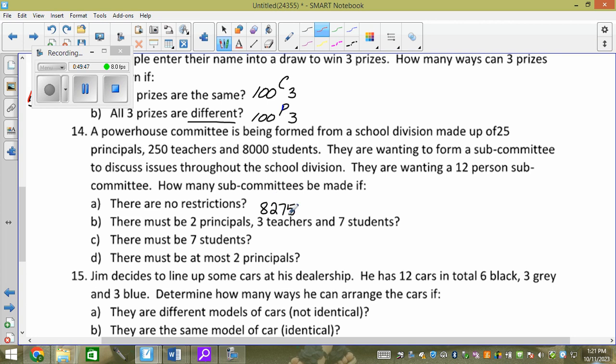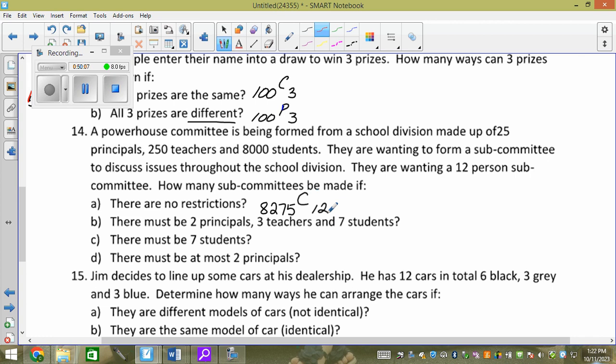Does a subcommittee have jobs? Are you different if you pick first, second, third, fourth, fifth, sixth, seventh, eighth, ninth, 10th, 11th, or 12th? No, so what am I going to use? C or P? C, because order doesn't matter. And I'm choosing 12.